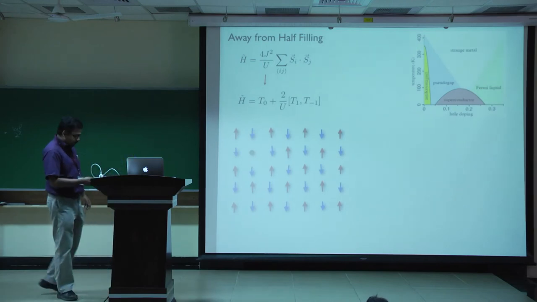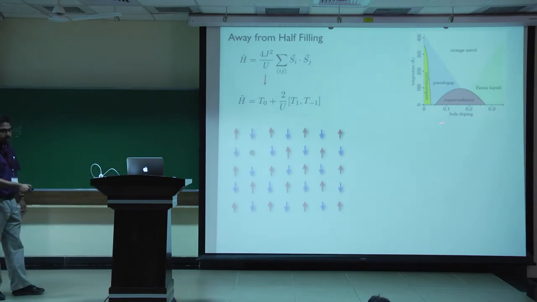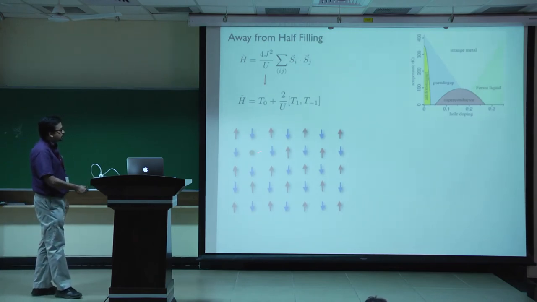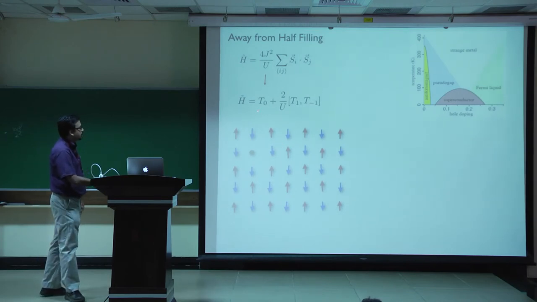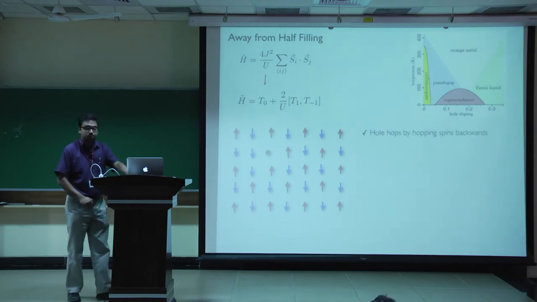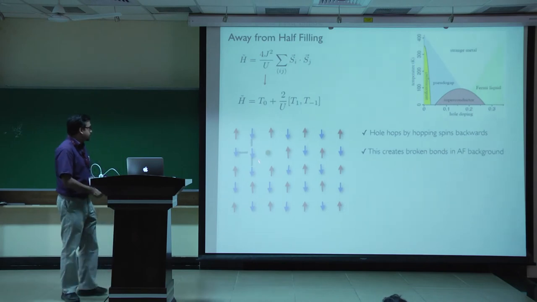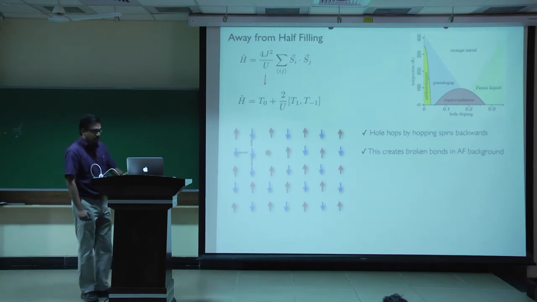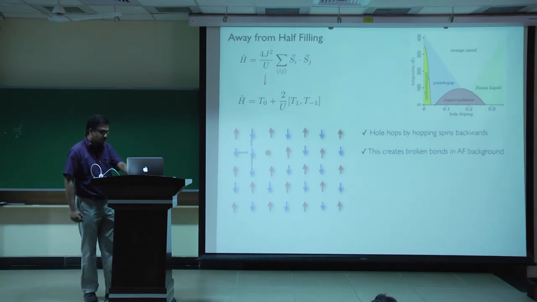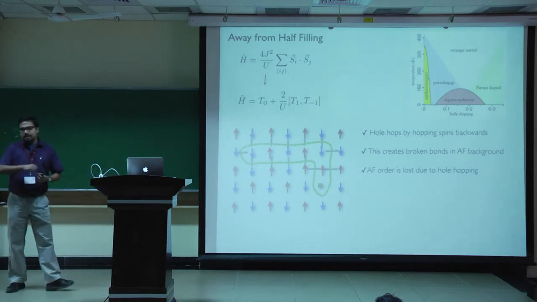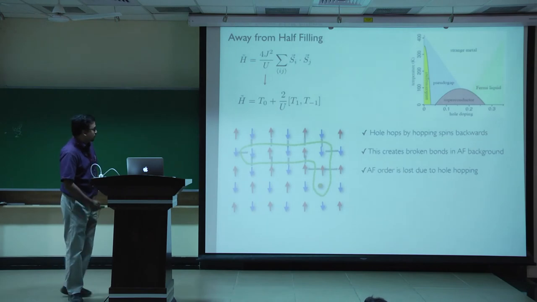Now, what happens away from half filling, which is what we are interested in here? At least one thing that's easily seen is that as soon as you have some vacancies, these vacancies can hop. That's another additional term, t, which comes into the picture. However, a hole hops by hopping a spin backwards, which means if you look at this, everything was antiferromagnetic. Suddenly, you get ferromagnetic bonds here. And this creates broken ferromagnetic bonds in the antiferromagnetic background. And if you let it do this enough number of times, you will get domain walls and so on. So the basic idea is that hole hopping will try to decrease your antiferromagnetic order.